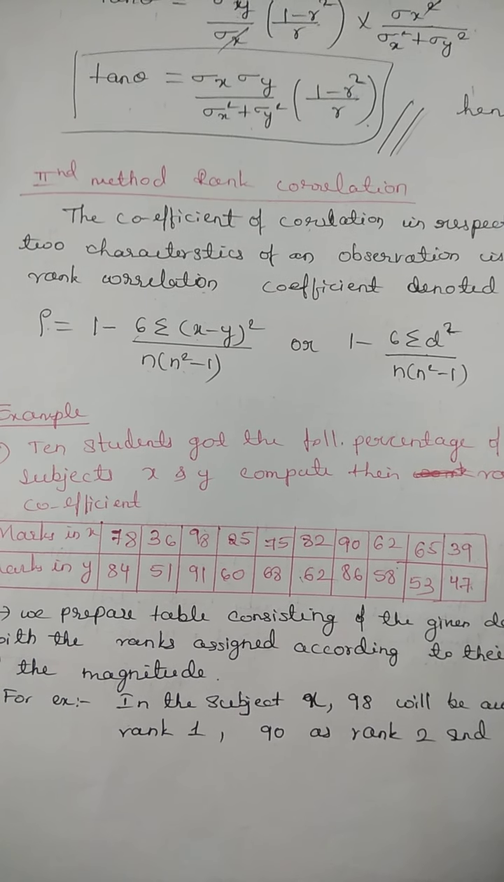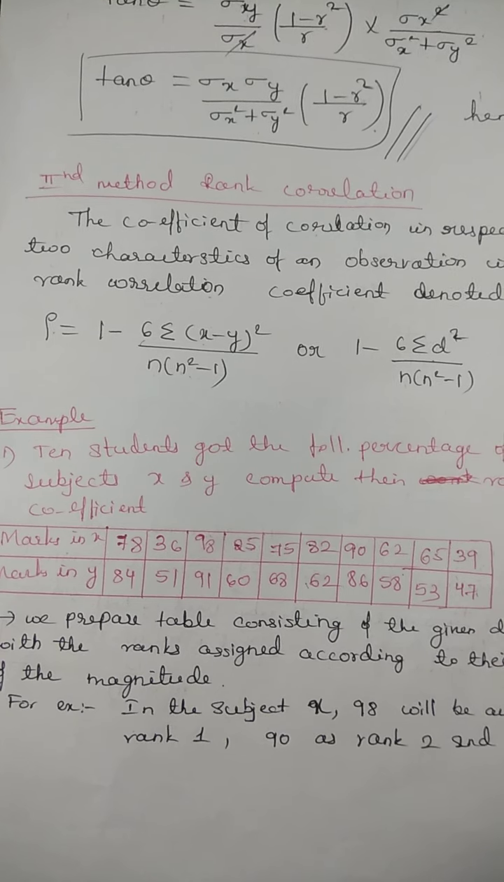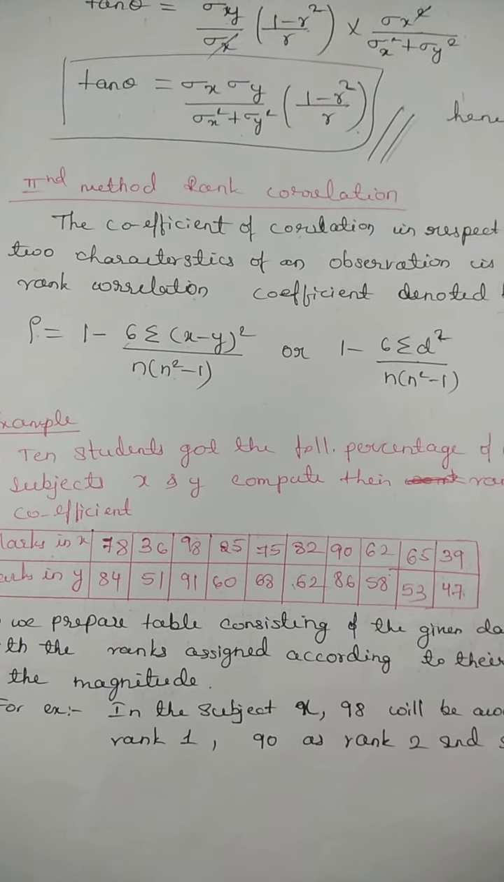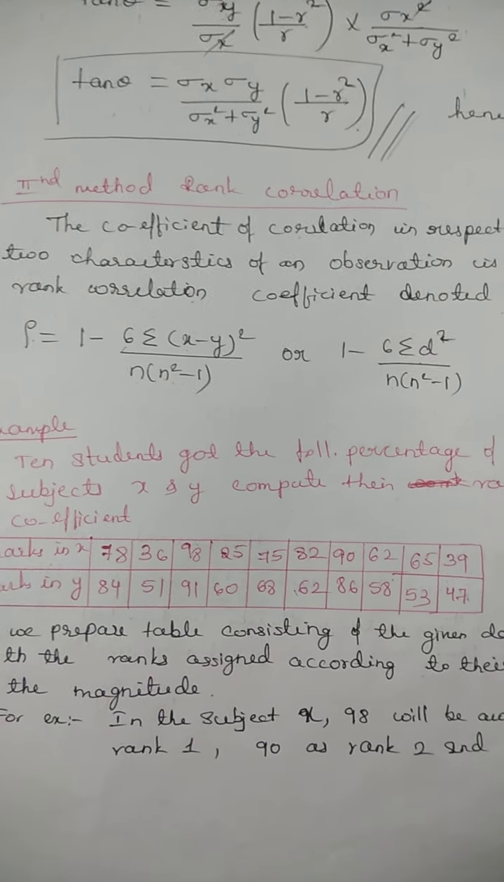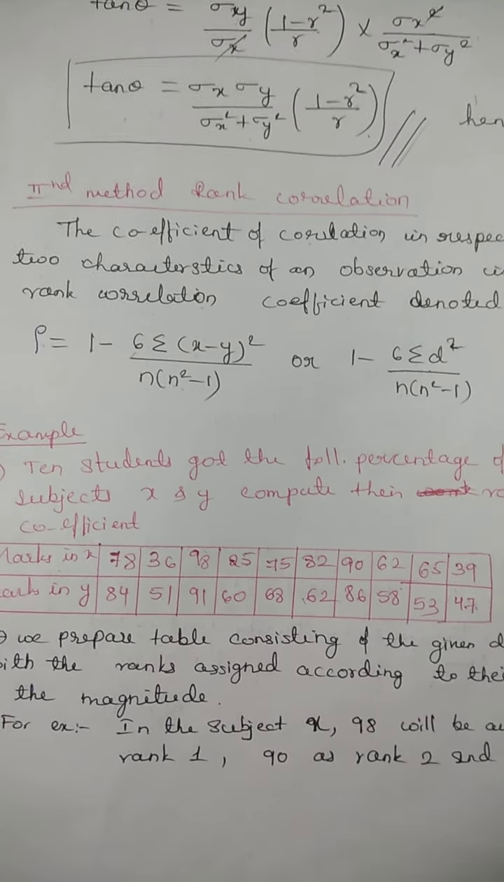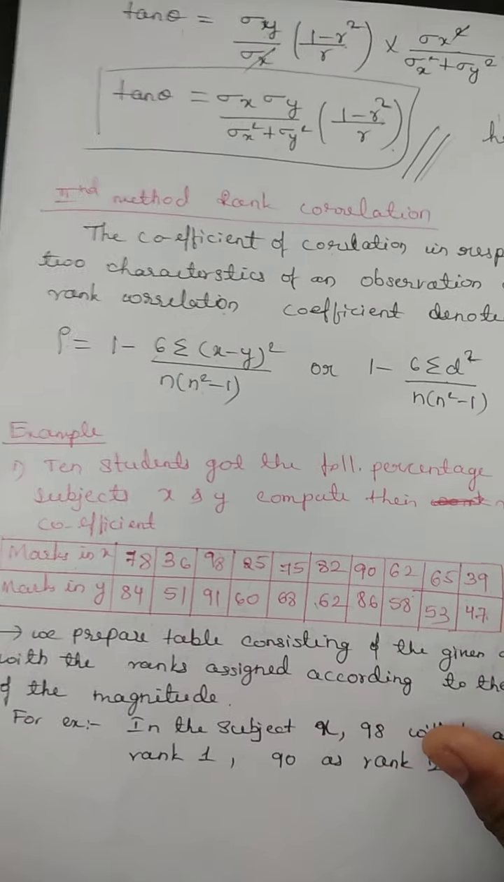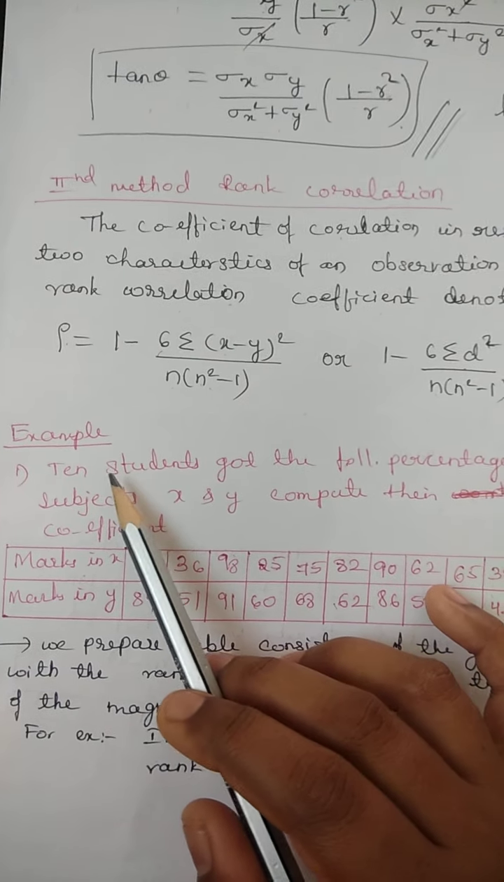So in three cases we are finding a rank correlation. The first one is when the data are given. The second case is when the ranks are assigned to the given data, and the third case is when data are repeated. Now let us see the first case, and I'll explain through an example.